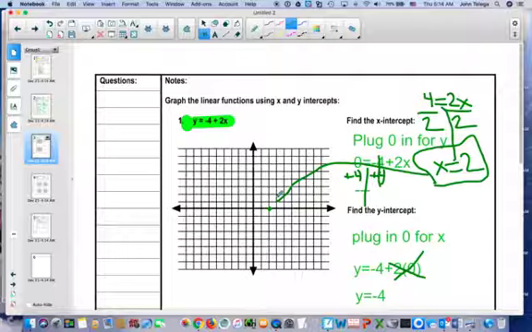Over here I got y is -4. So here's my y-axis, right? Y goes up and down, remember? Like the little part of the y goes up and down. And we got -4. So -1, -2, -3, -4. Boom. So this is this intercept right there.